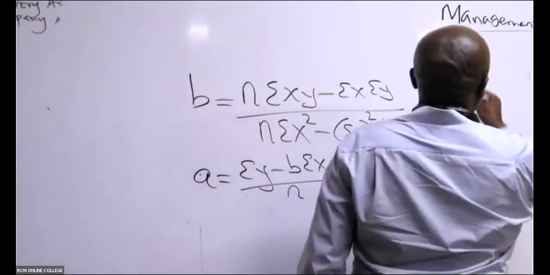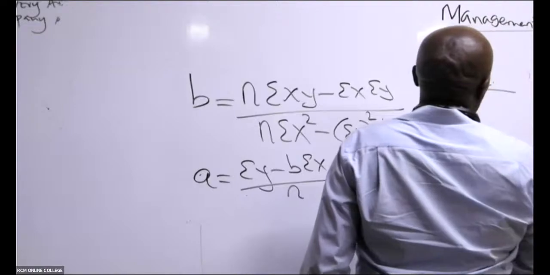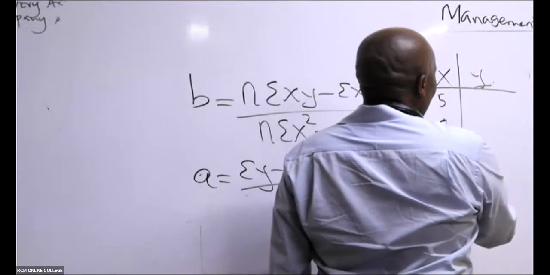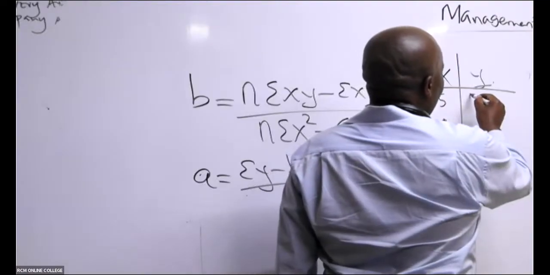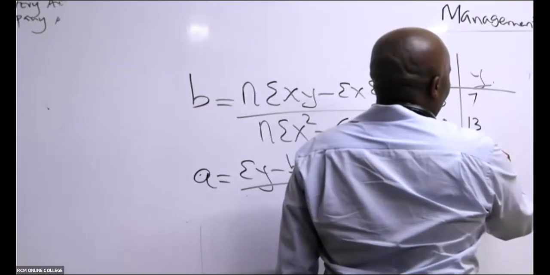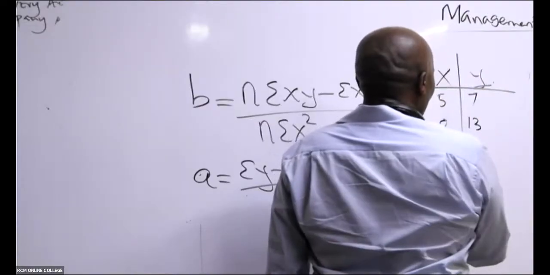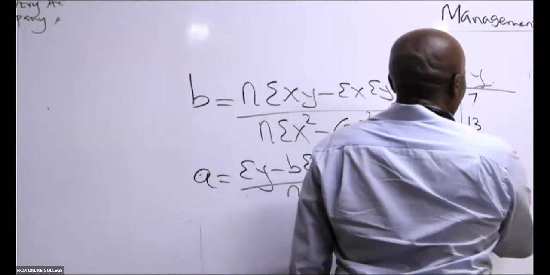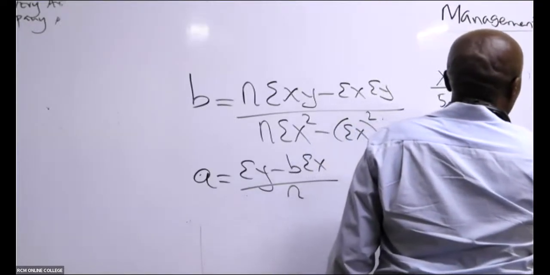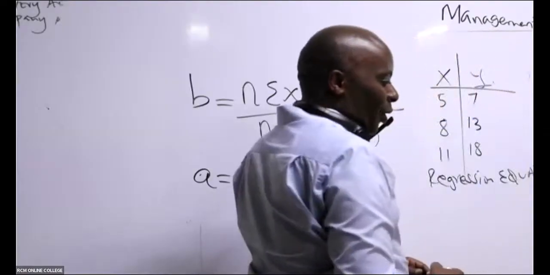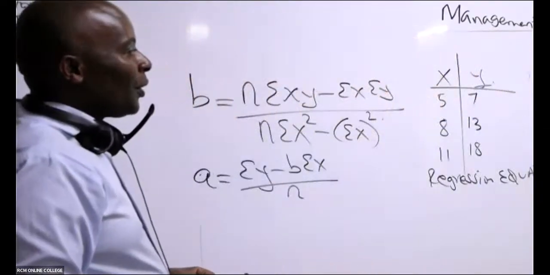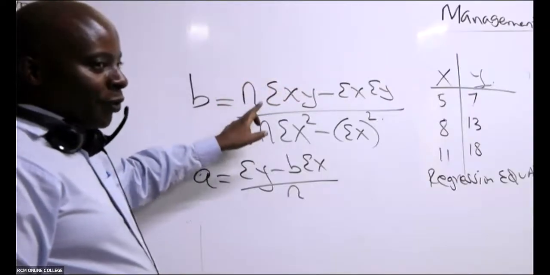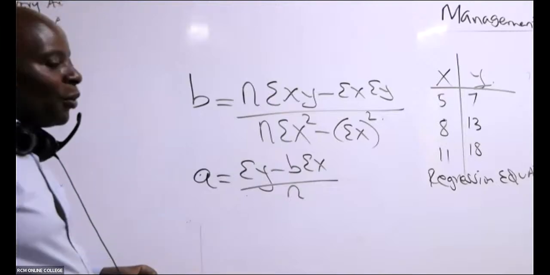So before we look at our past paper, I will give you a small illustration. So we have here x, and then we have y. x in this case is 5, 8, 11, and then y in this case is 7, 13, 18. And then we are told to give a regression equation. So that's an illustration, right? I'll be able to explain what this N stands for.